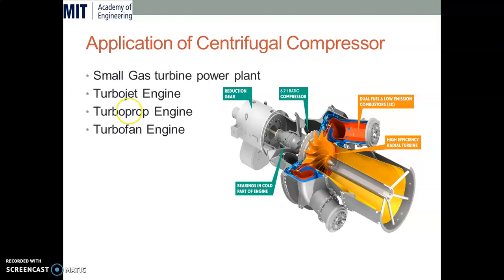Now these are the very basic applications of the centrifugal compressor. This compressor can be used in a small gas turbine power plant. In the figure we can see a small gas turbine power plant. This gas turbine power plant is basically used to generate power, or it can be used as an engine also. It compresses the fluid which we are going to combust in the next section.